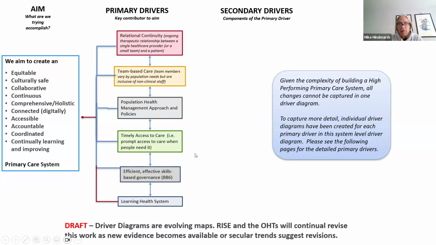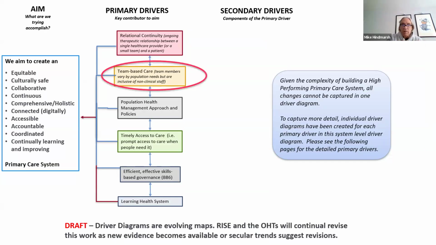There needs to be timely access to care, effective and efficient skills-based governance. So there needs to be good leadership, good governance within the primary care system. Lots of you are working on that in your OHTs and your PCNs. And then we want to make sure that we have a learning health system here, a system that is continually learning from what it's doing, but also learning from the literature so that it continually improves and develops. Today, we're just going to take a look at the beginning of optimizing team-based care. So that's what today's focus is going to be.